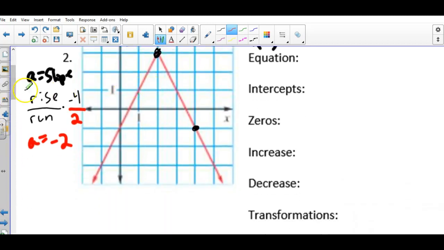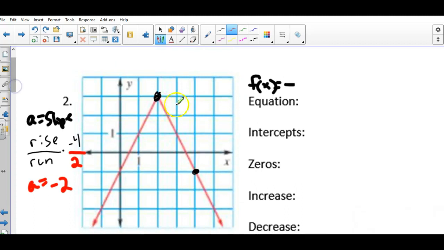All right, the negative is still out front because it flips upside down. And then A is going to be actually 2. Another way to look at it would be if I started from this point. I went right 2, which would be the run, up 4. So I'd actually have a positive slope right here. That'd be 4/2. Right 2, up 4, 4/2, which is 2.